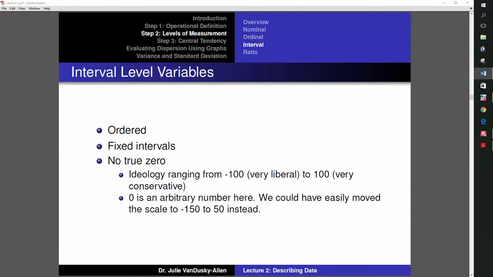Interval level variables have order, and the spaces between values are fixed, but they do not have a true zero. An example of this could be an ideology variable that arbitrarily ranges from -100 to 100, with -100 indicating very liberal and 100 indicating very conservative. 0 in this variable has no real meaning, since we could simply have made the scale 50 values back and had a scale from -150 to 50.